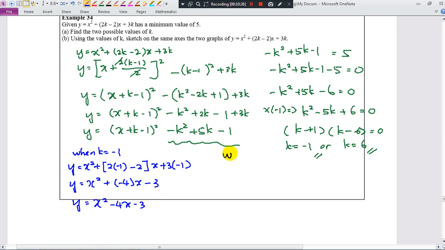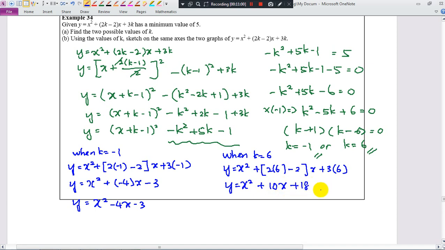So how about when k is equal to 6? Do the same thing, just plug this value in here and here. x squared plus 2k minus 2, x plus 3k, with k equal to 6. So this is 12 minus 2, you get plus 10. So this is another function.